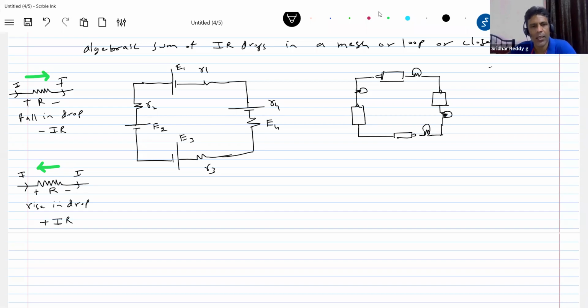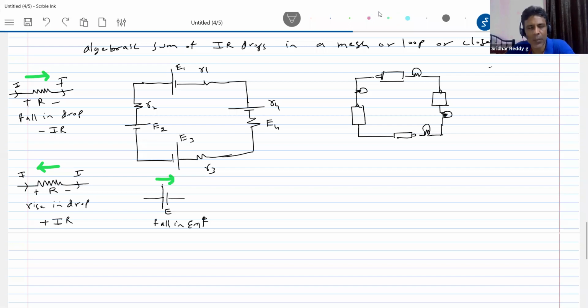plus IR. Now, across a cell, the EMF of the cell is E. If I move from the positive to the negative terminal of a cell, then this should be called a fall in EMF. Now, what do you mean by fall in EMF? What do you mean by EMF? Electromotive force: inside the cell a chemical reaction occurs, because of which the charge there experiences a force. That is called electromotive force. So I should call it a fall in EMF when I move from the positive to the negative terminal.